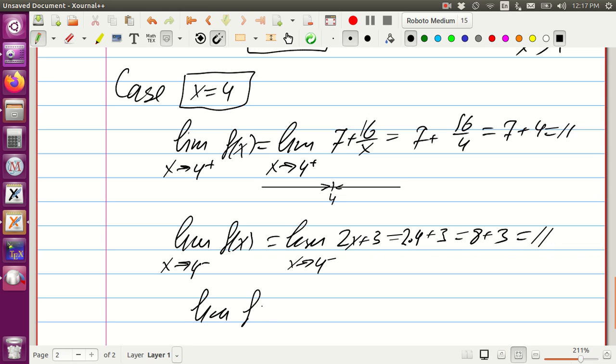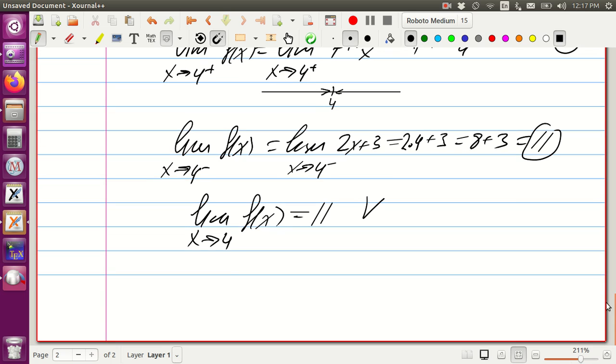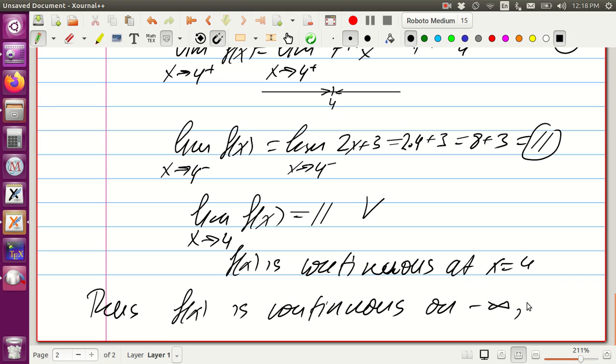Conclusion: the limit of f of x when x just approaches 4, since the limit from the left is equal to the limit from the right, we get 11, so check mark. f of x is continuous at x equal to 4. Thus, f of x is continuous everywhere on minus infinity to infinity.